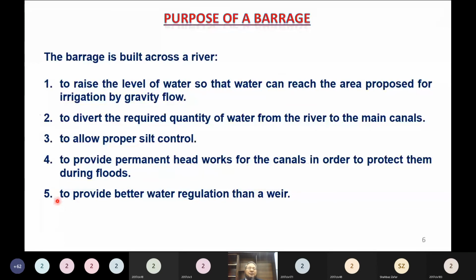Okay. What is the fifth function of a barrage? To provide better water regulation than a weir, because we have gates, so we can regulate how much quantity we need in the canals. So we will only divert that much. The rest of the water we will allow to move downstream in the river, downstream of a barrage. That is the purpose of a barrage. Is it okay?